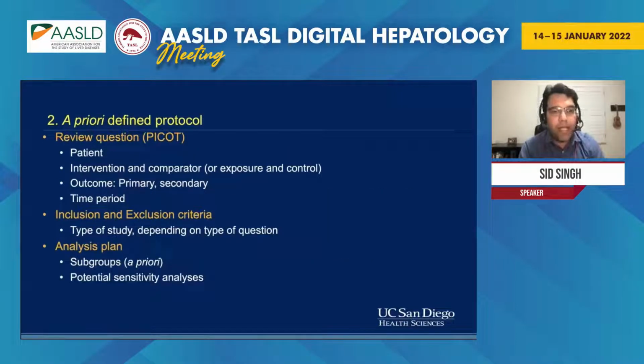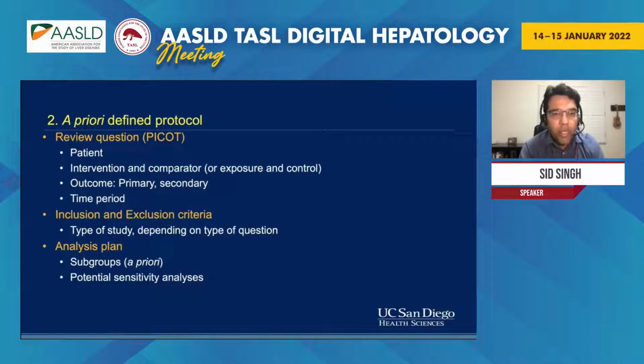The next step is defining a protocol before conducting the study. It is best, once you have identified your clinically focused question, to break it down into a PICO format, where P stands for patients, I for intervention or exposure in the case of observational studies, C for comparator or control, O for outcomes, clearly defining what the primary outcome of the systematic review is and what the secondary outcomes of interest are, and outlining the time period over which the studies or evidence will be identified. Clearly outline in this protocol what the inclusion and exclusion criteria are, including the type of study, which varies depending on the nature of the question.